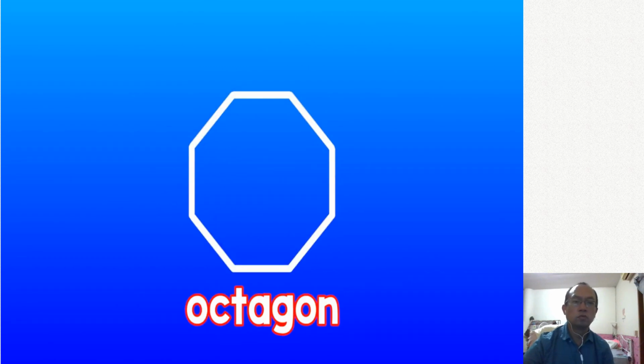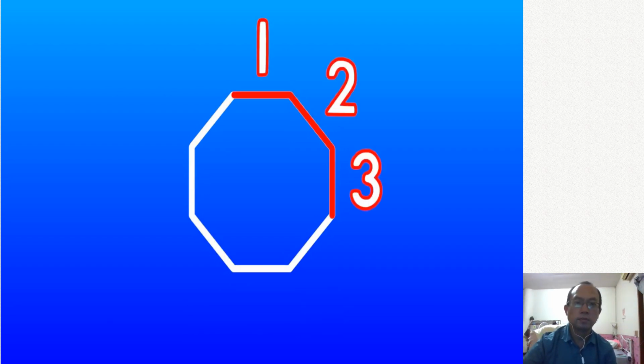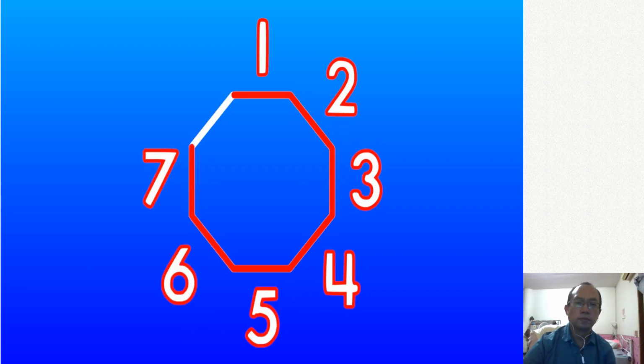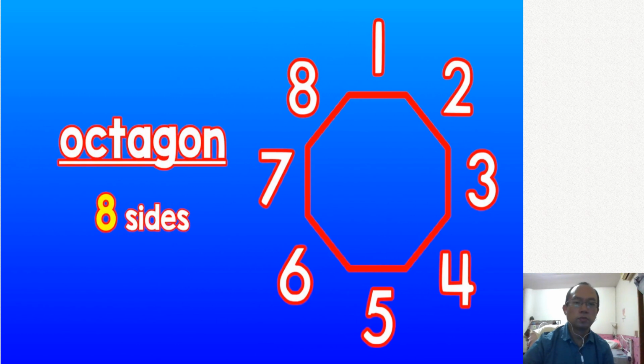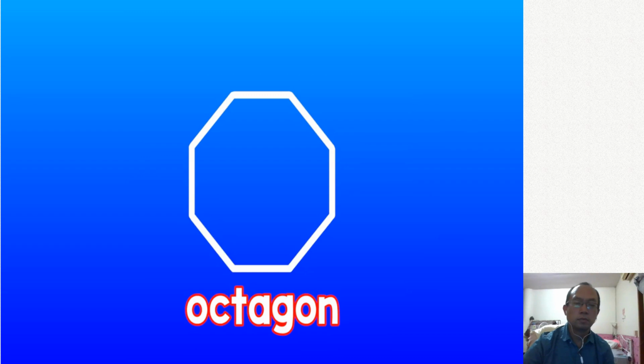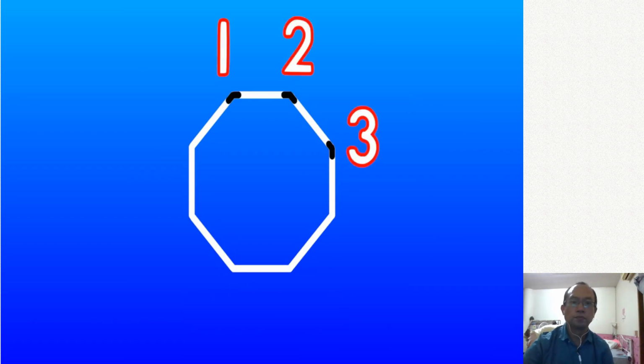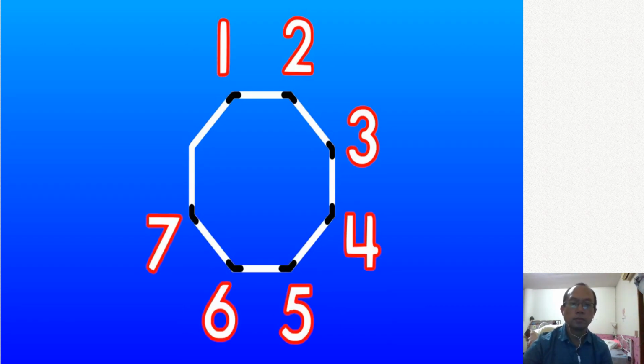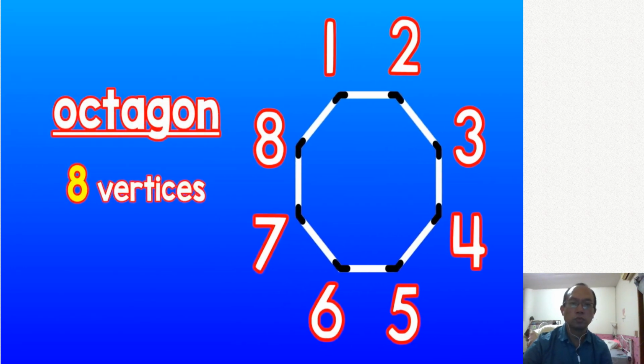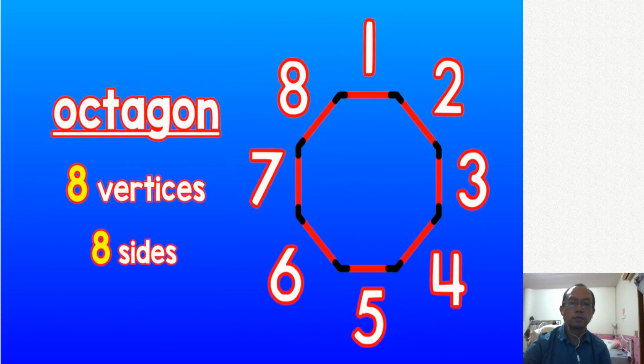This is an octagon. Let's move and count the sides of an octagon. 1, 2, 3, 4, 5, 6, 7, 8. An octagon has 8 sides. Let's move and count the vertices of an octagon. 1, 2, 3, 4, 5, 6, 7, 8. An octagon has 8 vertices and 8 sides.